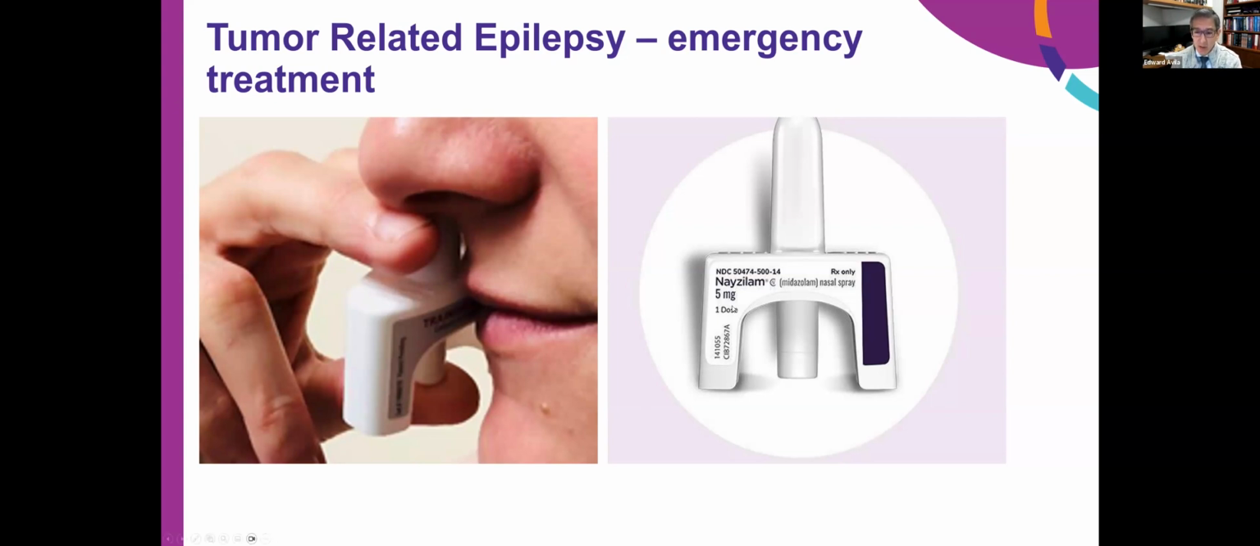Now, once they've received 10 milligrams of midazolam, the patient will be sleepy. Our instructions are after the use of this that they should call 911 and be evaluated in a local emergency room.